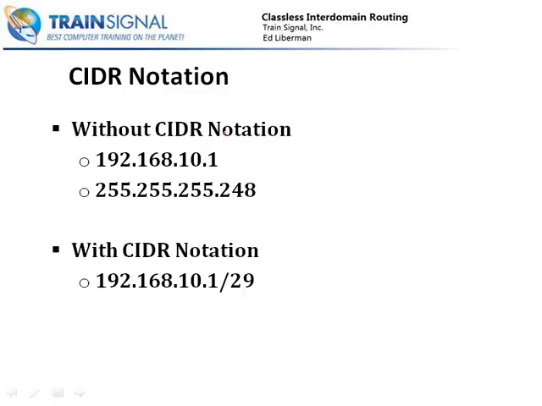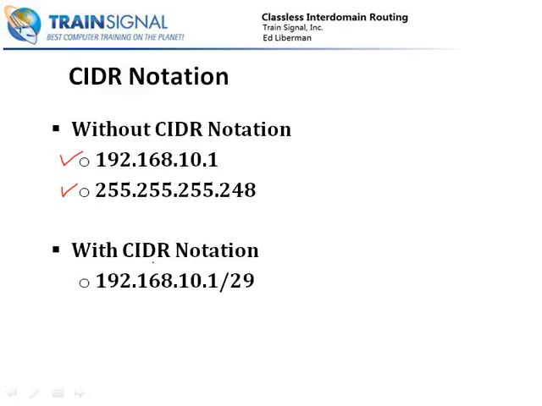Now, the one last thing I want to talk to you about here is something called CIDR notation. Because that's really what CIDR is. It's all about the notation. See, without the CIDR notation, we have an IP address and subnet mask written out as we see here, 192.168.10.1 with a subnet mask of 255.255.255.248. Whew, that's a mouthful.